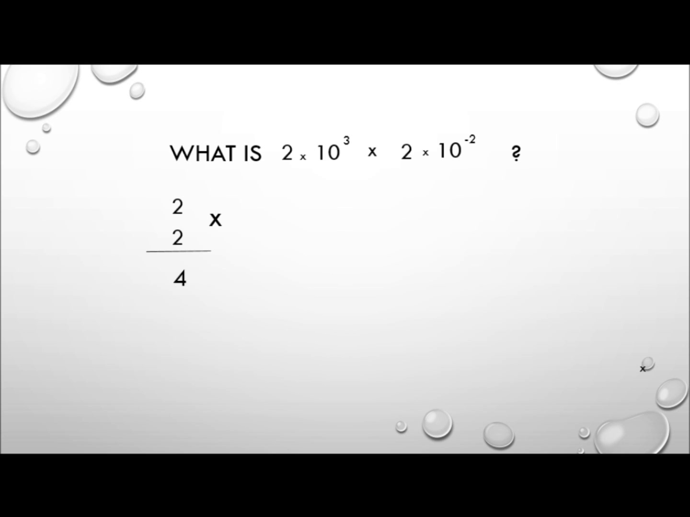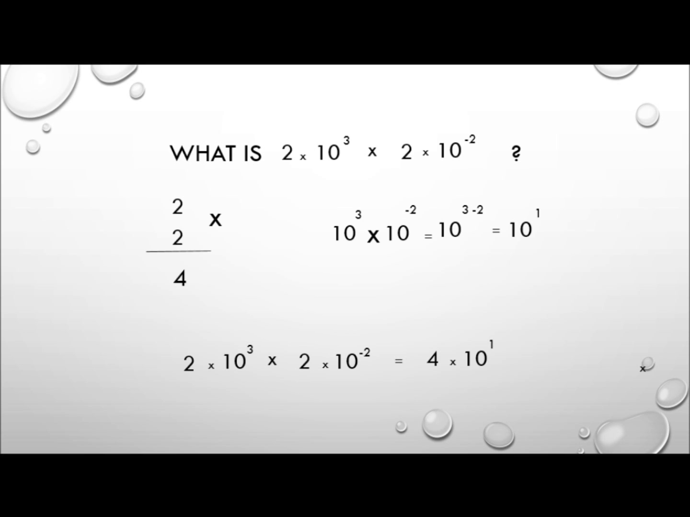So 2 times 2 is 4. 10 to the power 3 times 10 to the power negative 2 is equal to 10 to the power 3 minus 2, which is 10 to the power 1. So 2 times 10 to the power 3 times 2 times 10 to the power negative 2 is just 4 times 10 to the power 1.